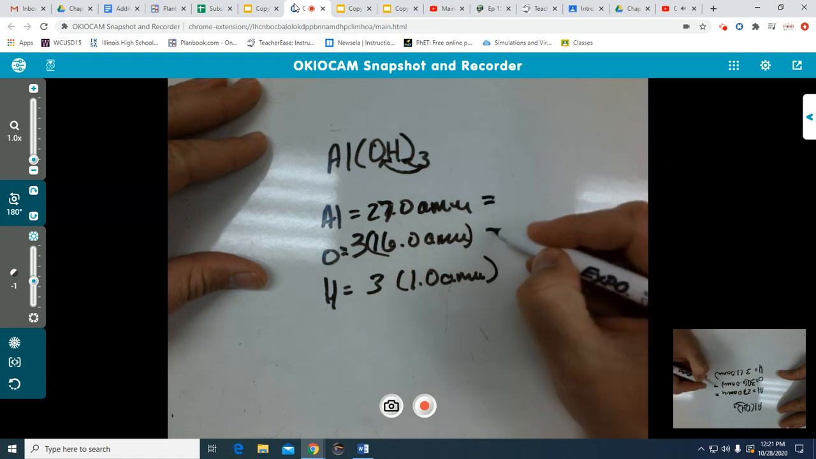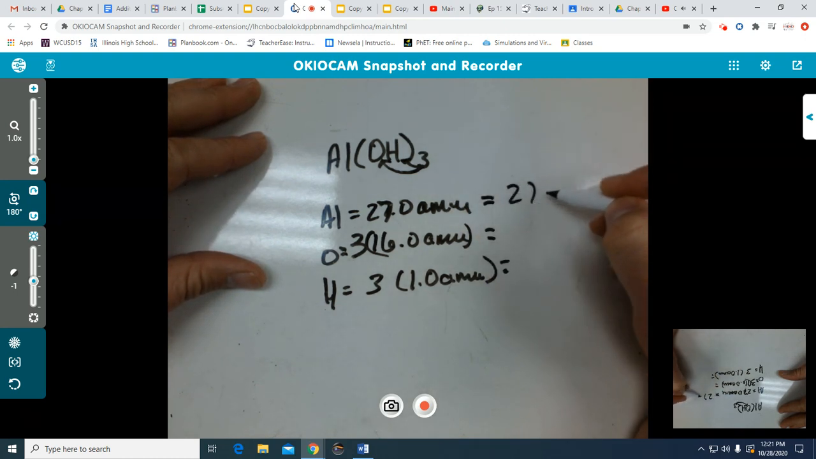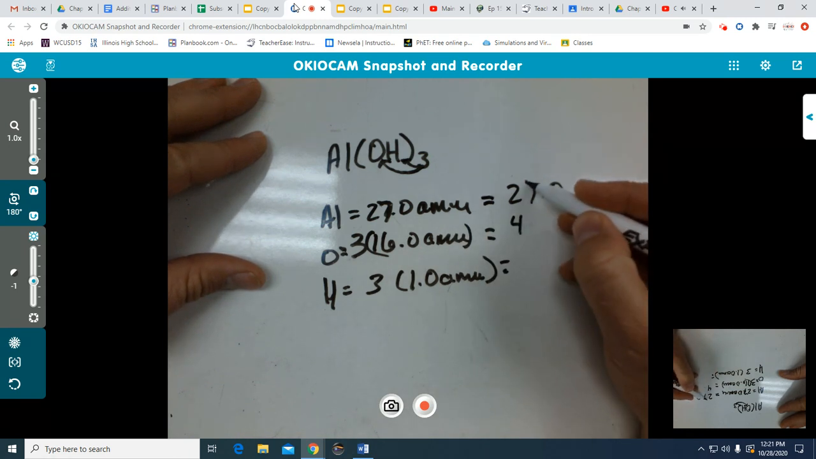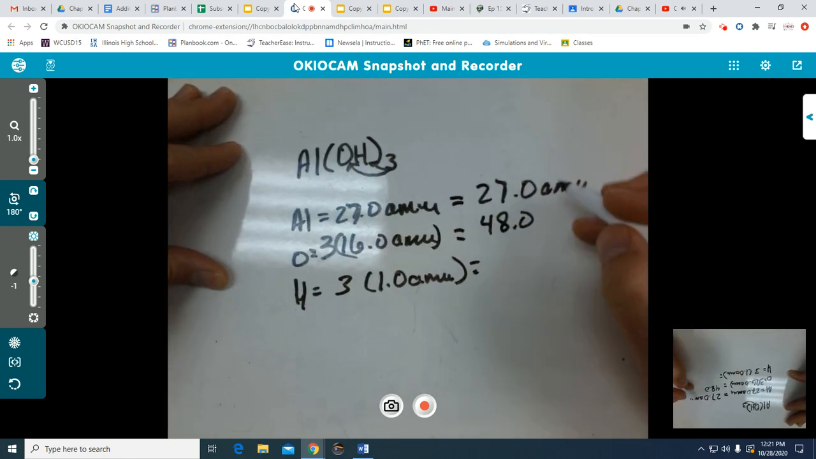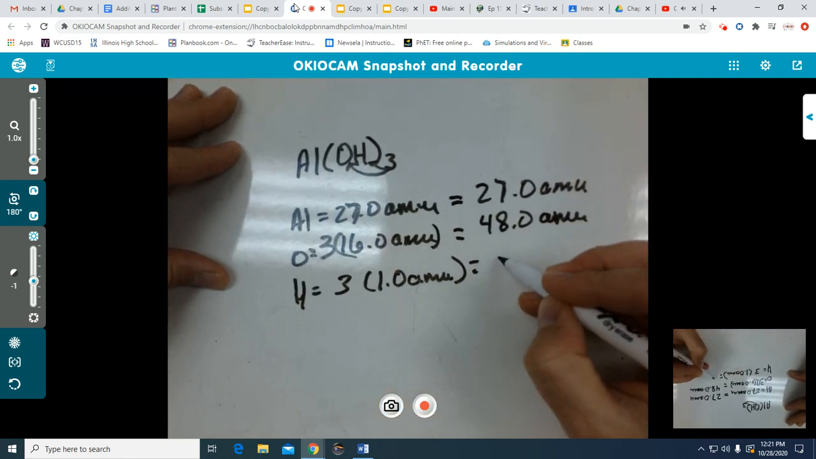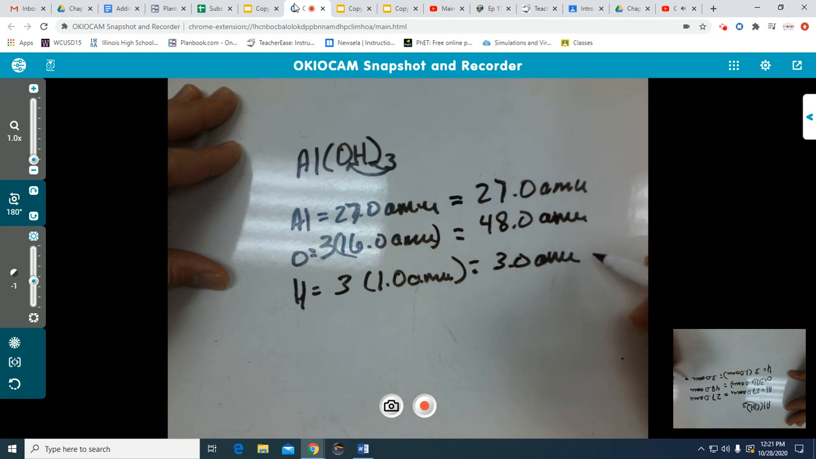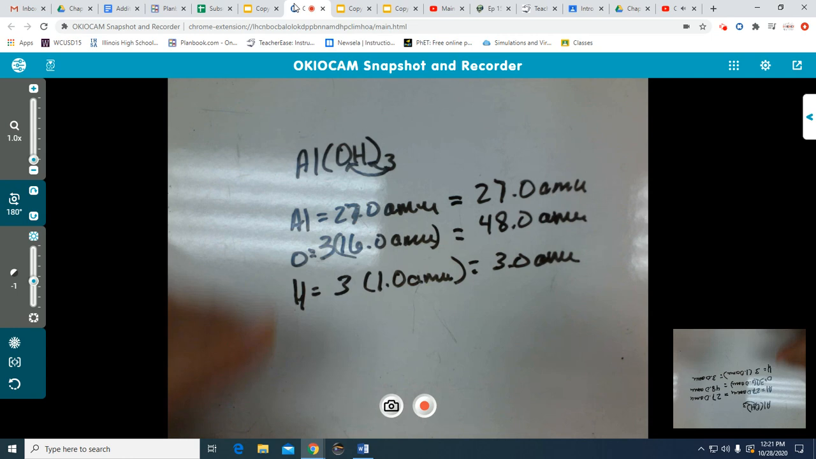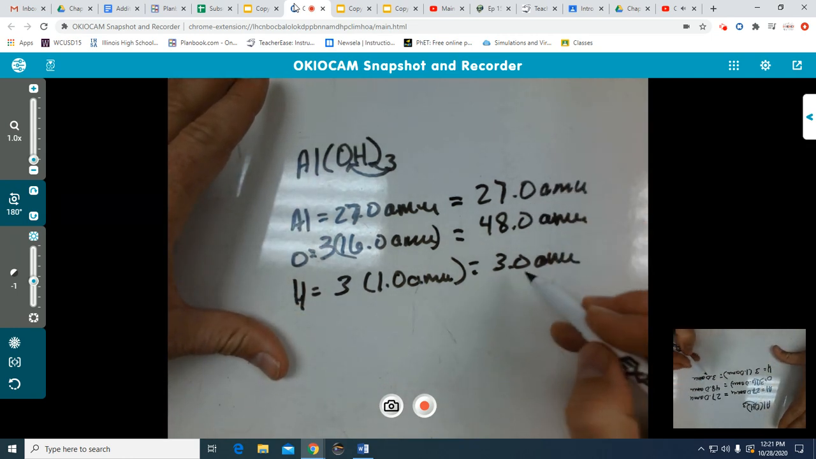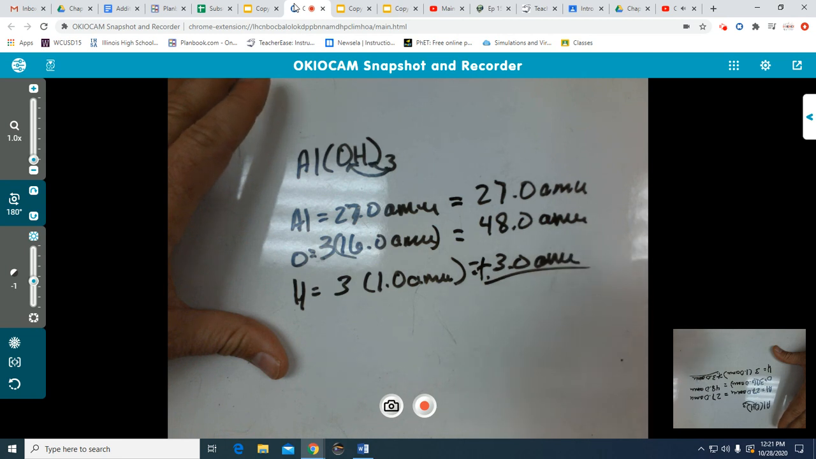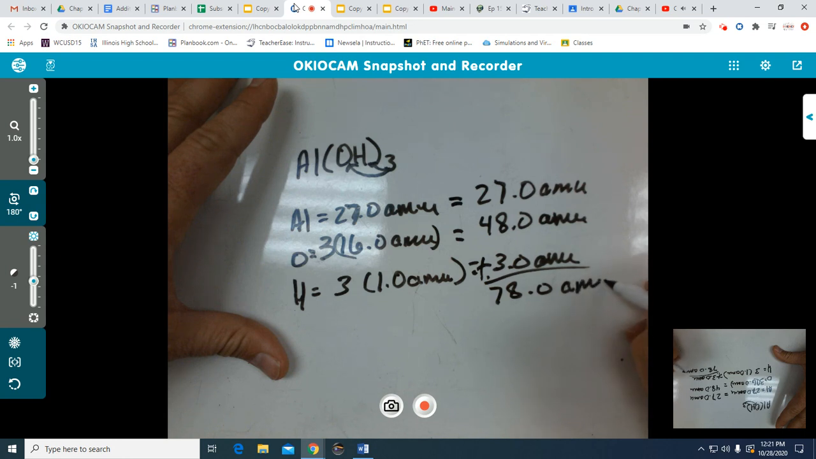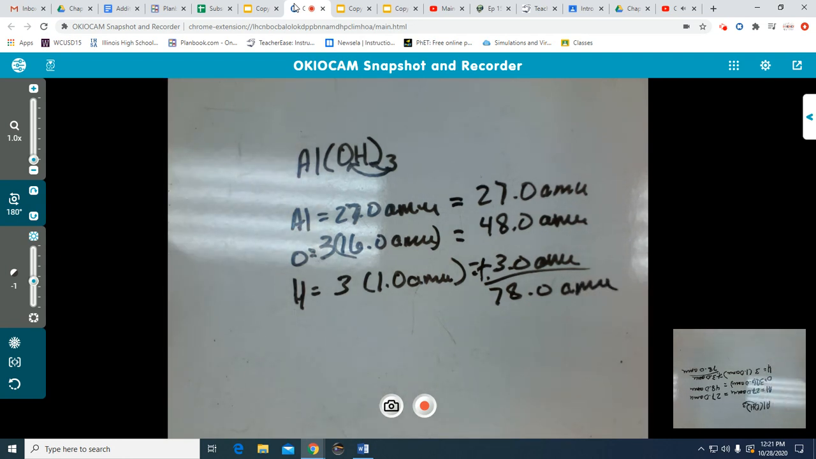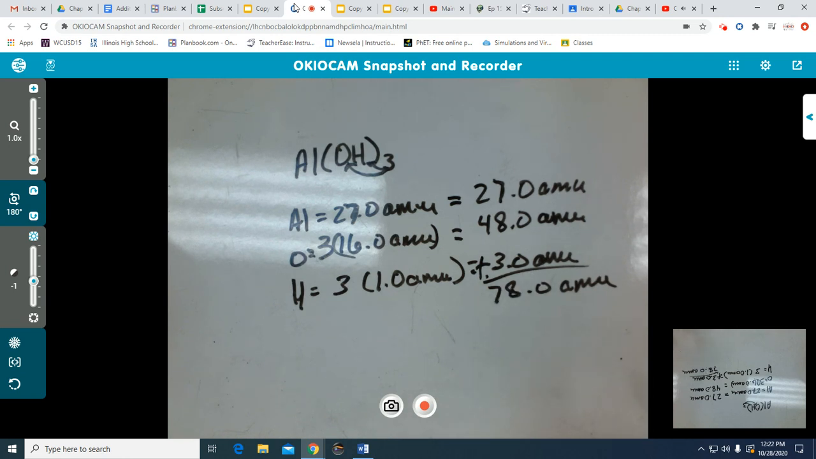So after you multiply this through, you get 27.0. 3 times 16 is 48. Don't forget AMU. And 3 times 1, hopefully that was a non-calculator one for you. And so you go ahead and add these up. 3 plus 48 is 51, plus 27, you get 78.0 AMU. And that's it. That's how your answer would be for A, 78.0 AMU.